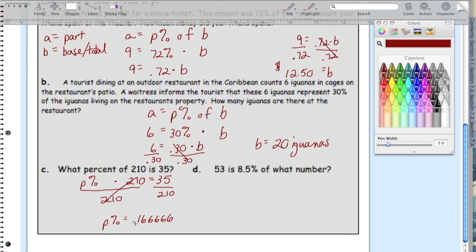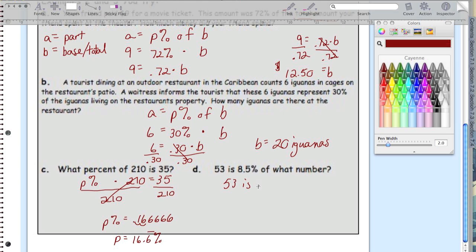0.16666666. So then we go ahead, turn it into a percentage. Two places, 16.6 repeating percent. What percent of 210 is 35? 16.6% of 210 is 35. We are correct.